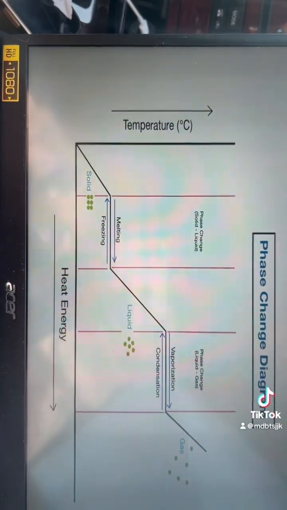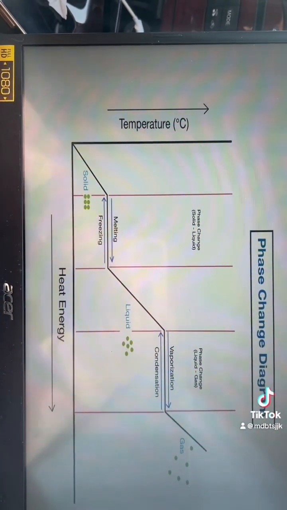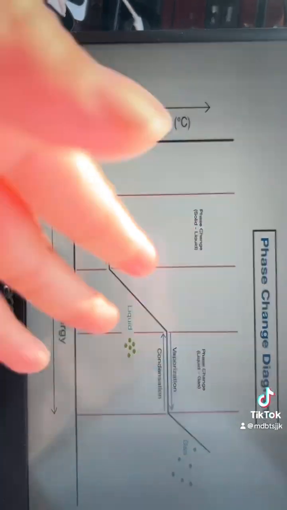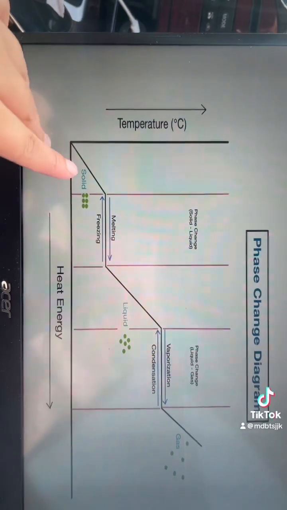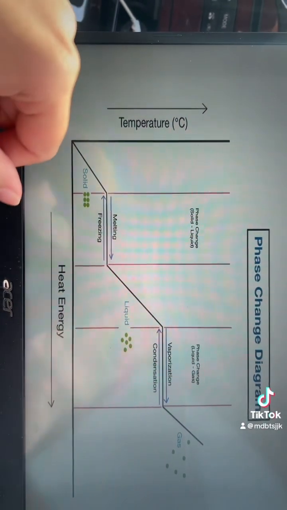Phase change diagrams. This diagram shows how pressure and temperature affect phase change. At a certain point called the triple point, a substance can be in solid, liquid, and gas at the same time.